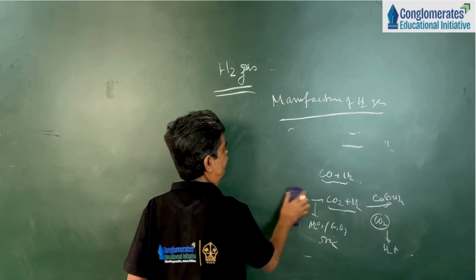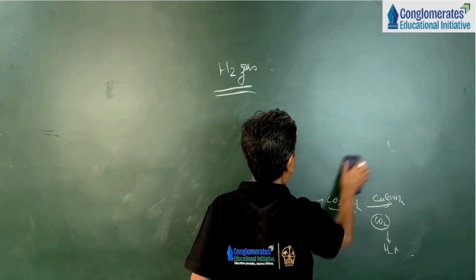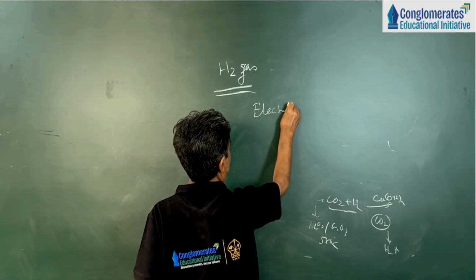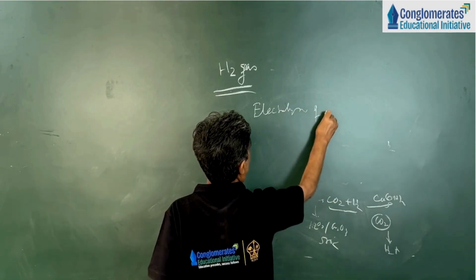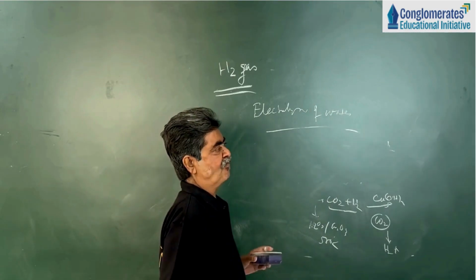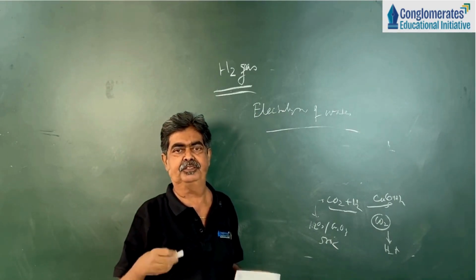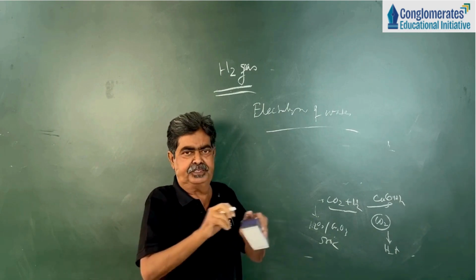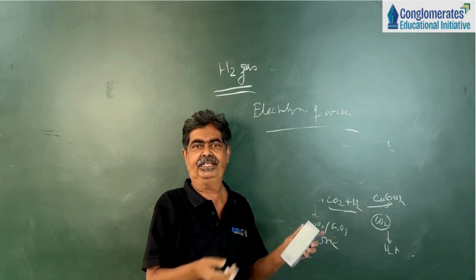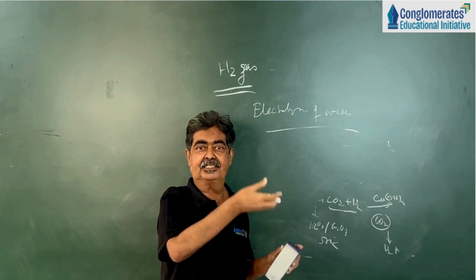Another very important method is electrolysis of water. It is very cheap, so it is more popular than the Bosch process. When electricity is passed through acidified water, meaning water acidified with sulfuric acid, water dissociates into H+ ions and OH- ions. The H+ ion is attracted by the cathode, where it accepts electrons and is released as bubbles of hydrogen gas.